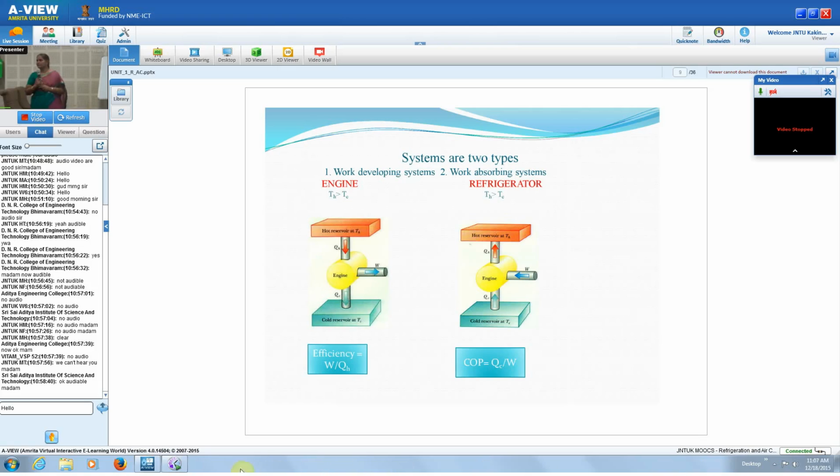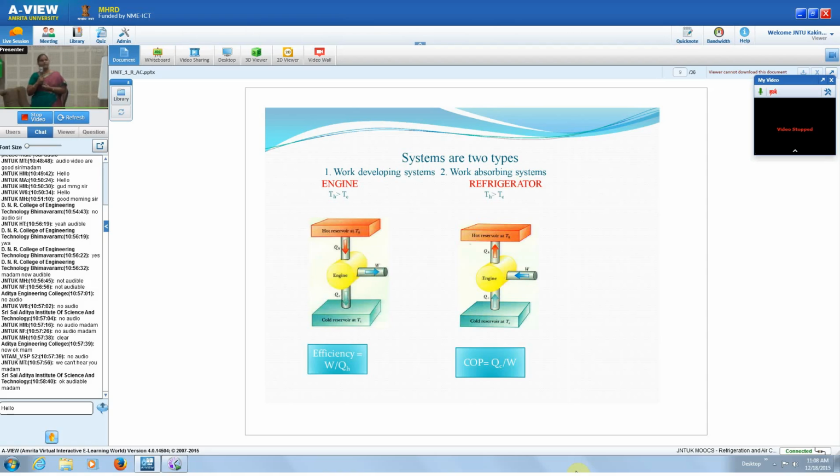Mainly, systems are divided into two types. One is the work absorbing system, and the other is the work developing system. Work developing systems means some work is developed from that process. For example, if you take a heat engine, if heat is given and the expansion takes place in a particular engine, it will give out some mechanical work, which can again be converted into electrical work. So a heat engine is nothing but a work developing system.